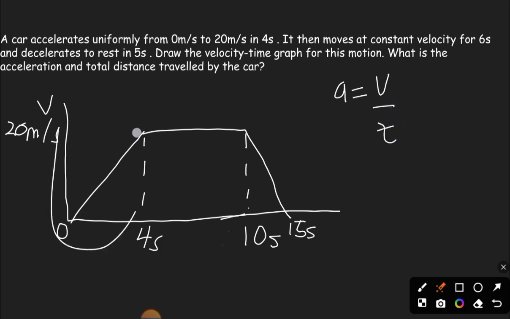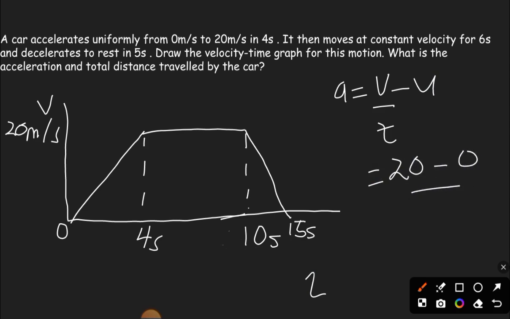Now, in this area, our velocity was what? We actually have two velocities. We have initial velocity and final velocity. Initial velocity is 0, final velocity is 20. So acceleration equals final velocity minus initial velocity over time. So our final velocity was 20 minus initial 0 over time. Time is 4. So 20 minus 0 is 20. 20 divided by 4 is given as what? 5 meters per second squared, because acceleration.